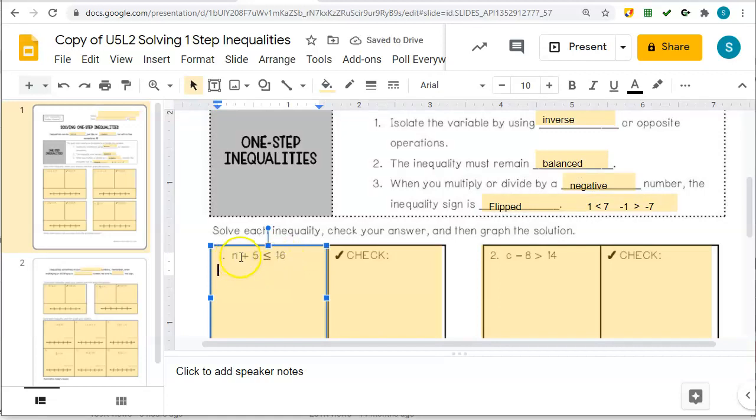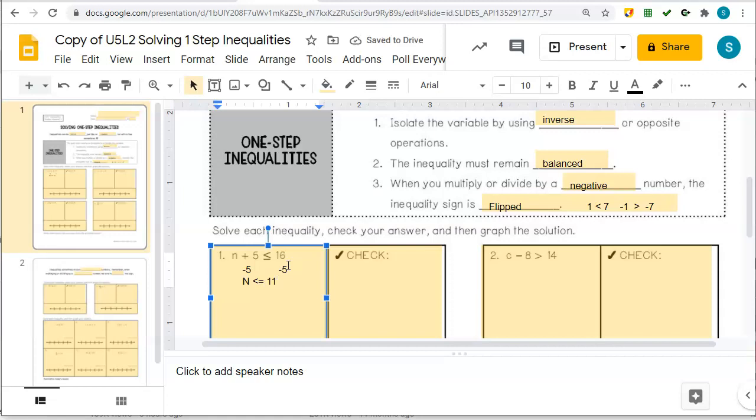So here we've got n plus 5 is less than or equal to 16. We want to isolate that n, which means we need to get rid of that plus 5, which means we need to subtract 5. So what I am going to do is write minus 5 here. But to keep it balanced, I also have to do minus 5 on this side. That's going to give us n, and here we're going to use that computer notation, less than or equal to 11.